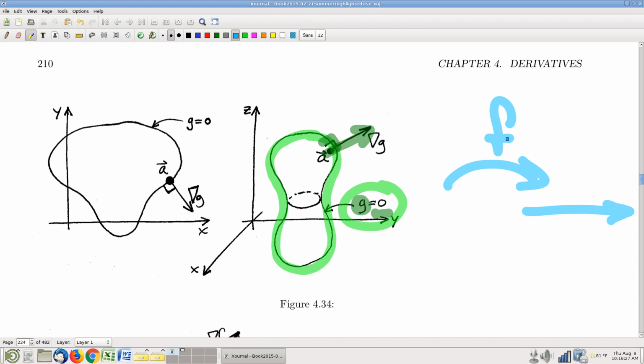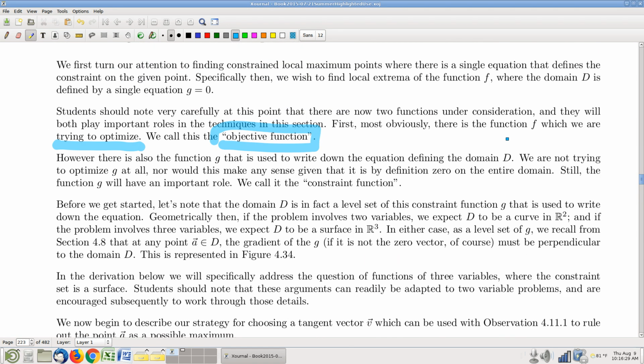Okay, so the terminology that I like, very common terminology: the thing we're trying to optimize we call the objective function. The function whose level set gives you the constraint we call the constraint function. All right, is everybody okay with this terminology?